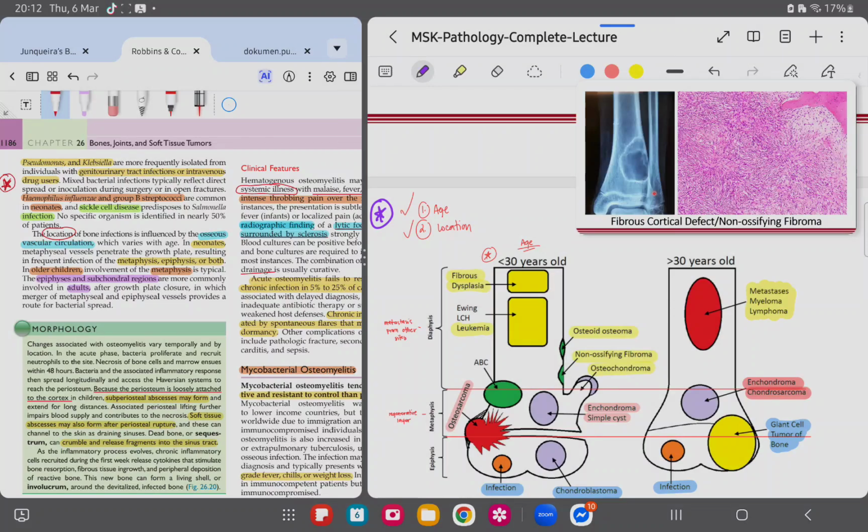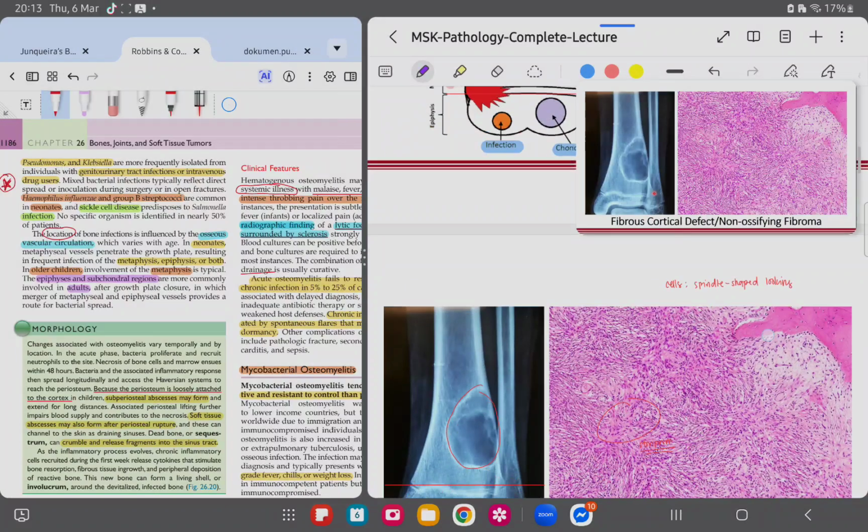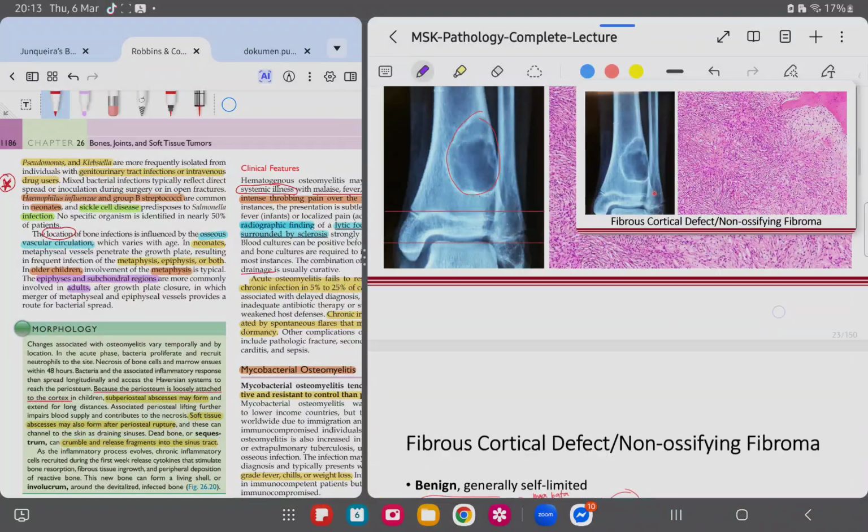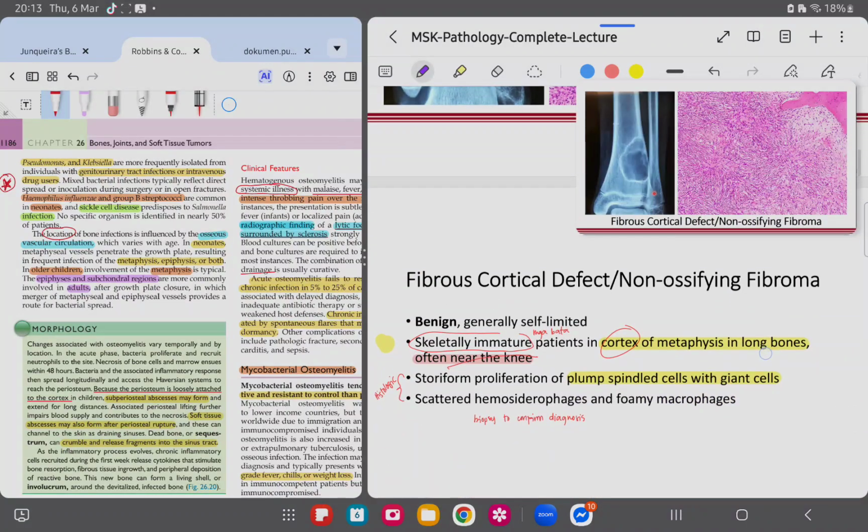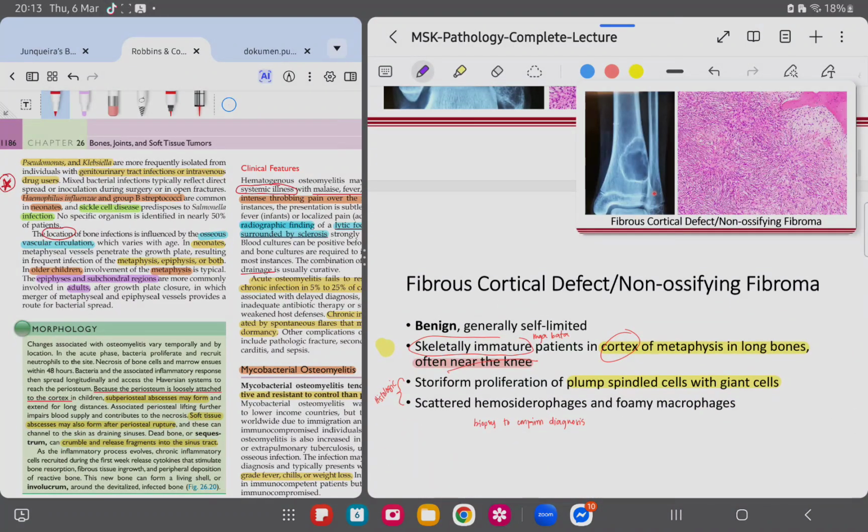So you're already familiar with this, like your fibrous cortical defect, also known as non-ossifying fibroma, which is composed of this storiform pattern of bland spindle cells. And definitely, there are no ossified structures within the lesion. On imaging, it appears like this lytic lesion that is well defined with a sclerotic border.